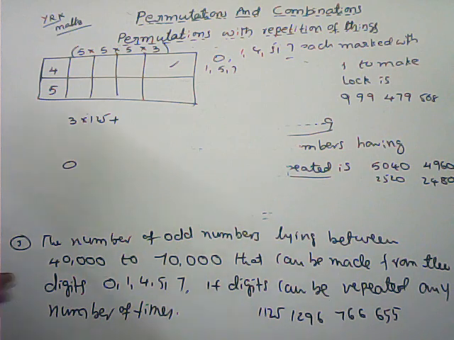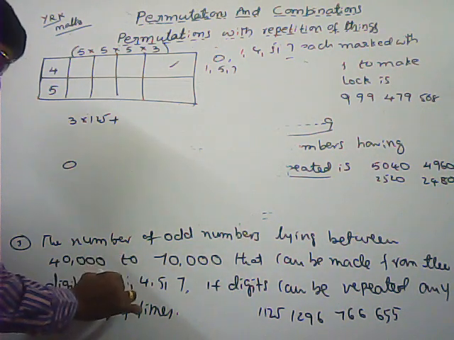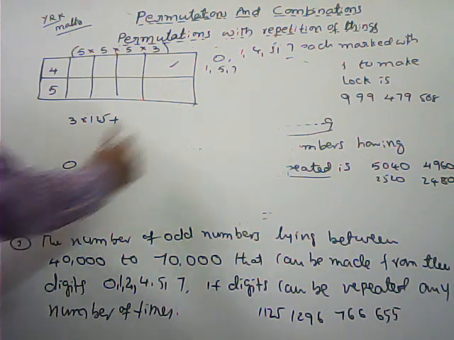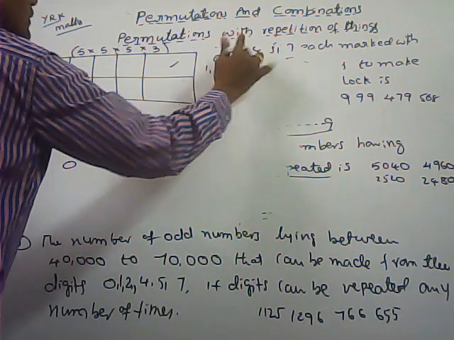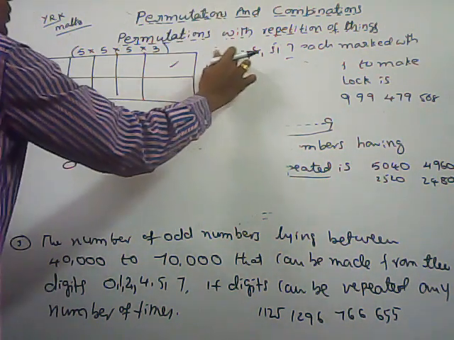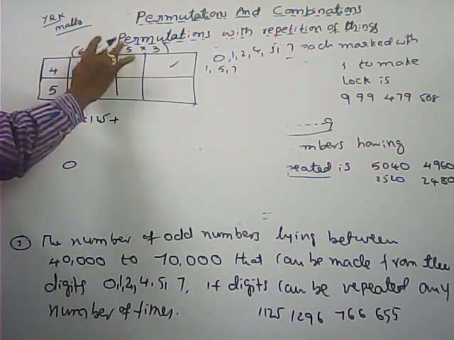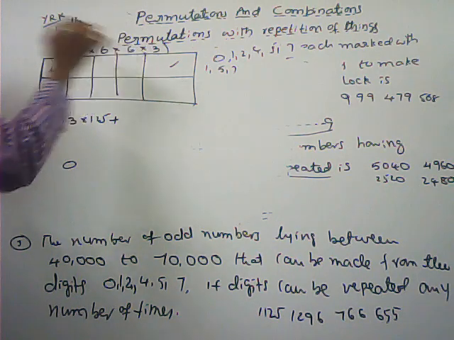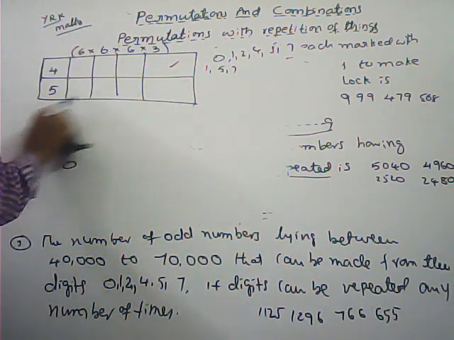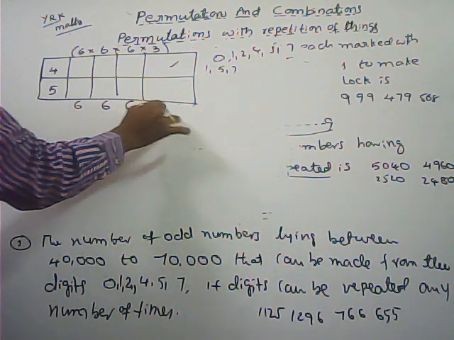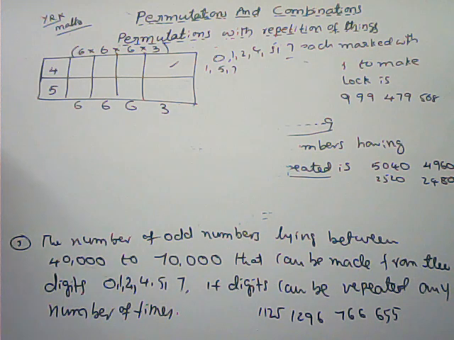Here one more digit also there, 0, 1, 2, 4, 5, 7. Then totally changes here. Total 1, 2, 3, 4, 5, 6 are there. So this one can be filled with 6. This is also 6. Here we can keep any one of the 6 digits. Here only 3 ways are there, either 1 or 5 or 7 to get the odd numbers.